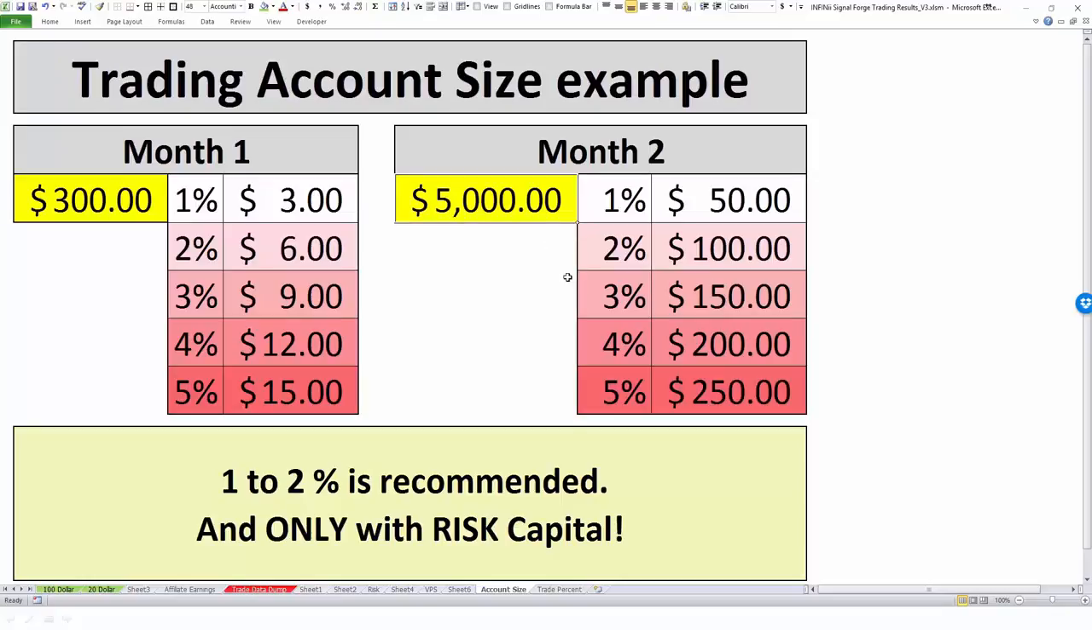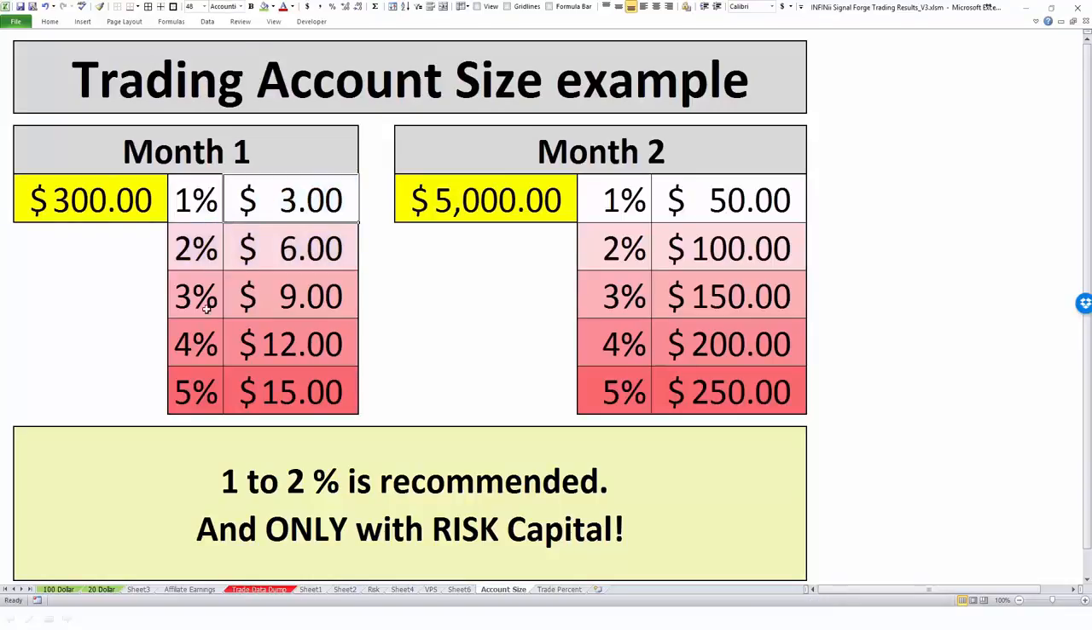So for example, if you had a $5,000 account, 2% of that is your $100 risk. So account size somewhere between here and here, depending on what your own financial situation is, but whatever you fund it with, try and stick to this 1 to 2% risk rule per trade.